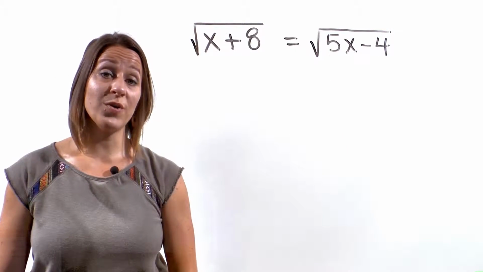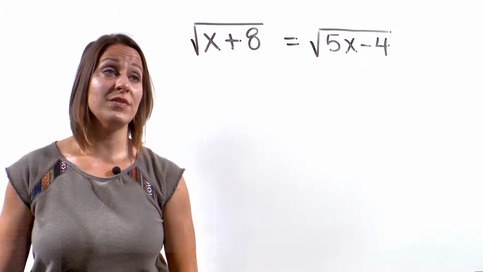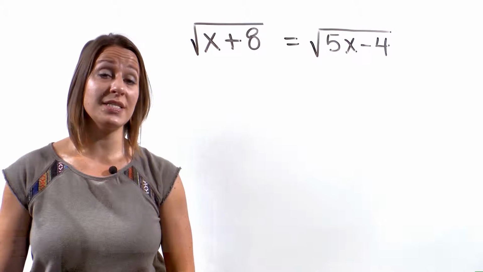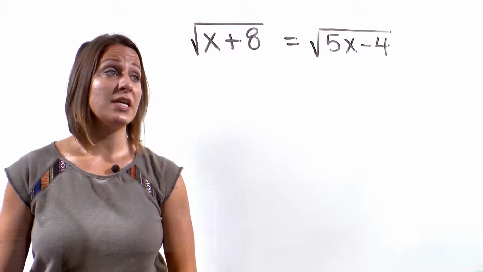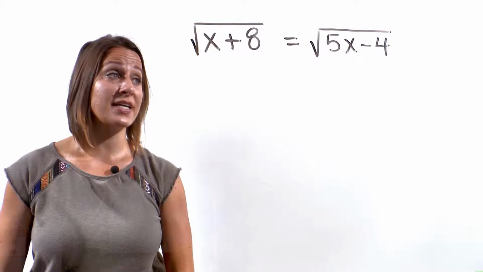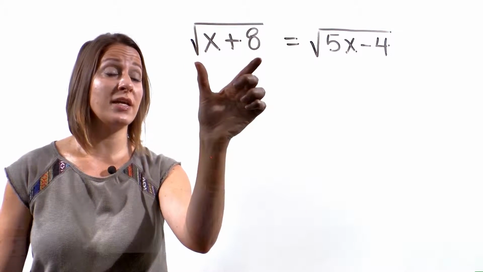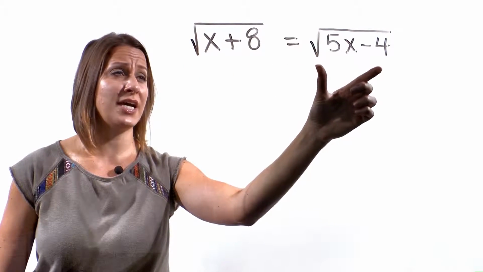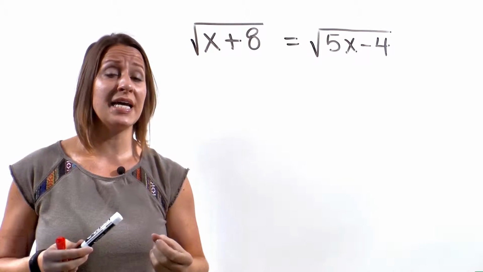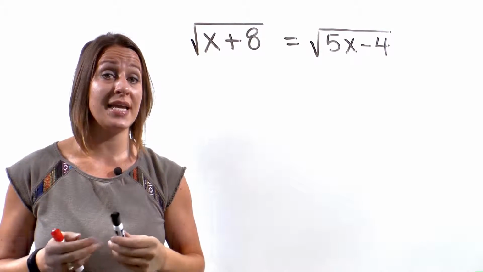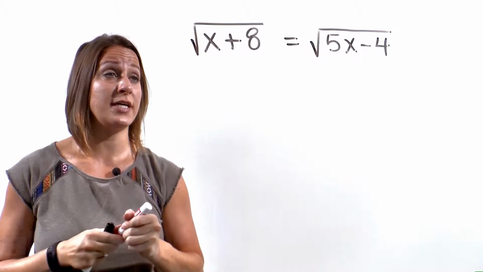Okay, let's try one more problem together. We have the square root of x plus 8 equals the square root of 5x minus 4. Now, because there are only radical expressions on either side and everything is inside the radical, we can go ahead and square both sides.